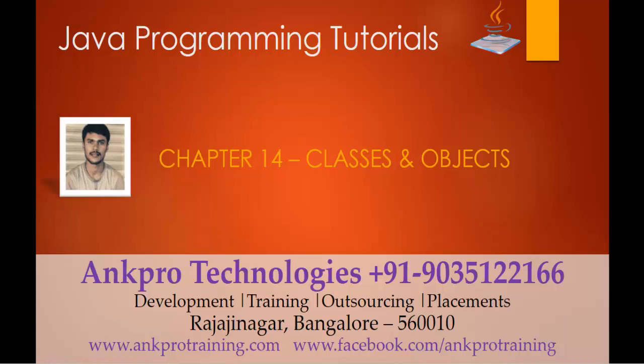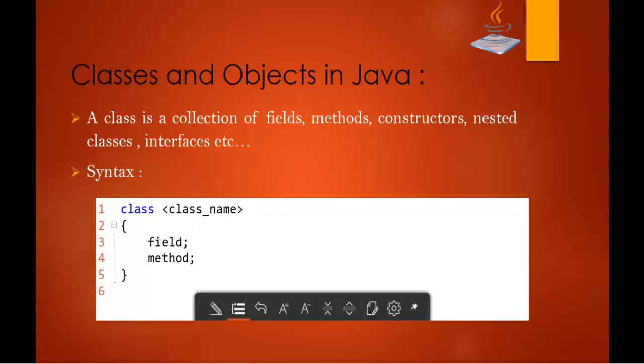My name is Harish. So in this session, we are going to learn about classes and objects. So what is a class? A class is a collection of fields, methods, nested classes, sorry, and interfaces, etc. As of now, we are not aware of what a constructor, nested classes, and interfaces are. Don't need to worry. We just have to understand what a class is. A class is a collection of fields and methods.